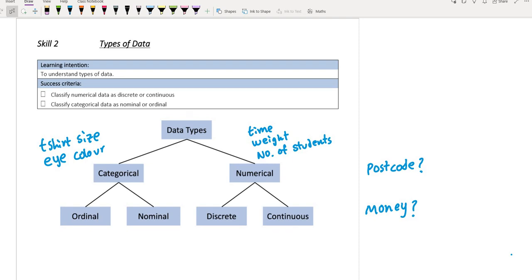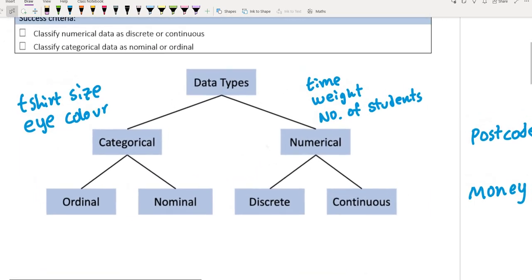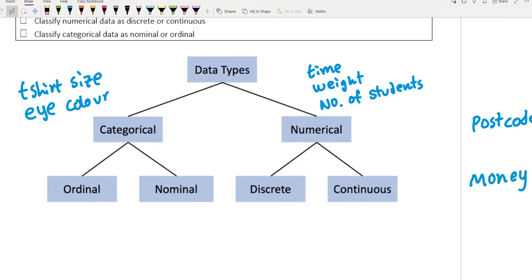Today we're looking at types of data. Now, types of data we'll need to identify when we gather some data, whether it's t-shirt size, eye color, time, weight, number of students. We can categorize them in different types of data. If the data that we collect are in categories, such as eye color, just blue, red, yellow, or t-shirt size, which will be like small, medium, large, these are in categories, so we call them categorical data.